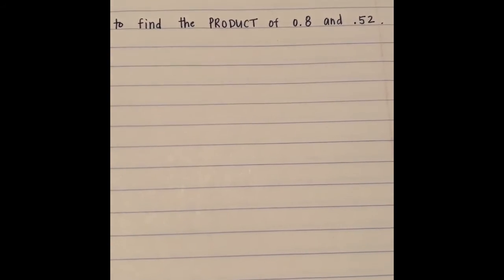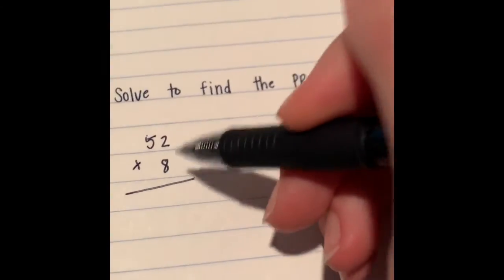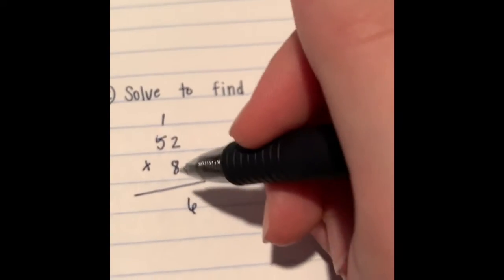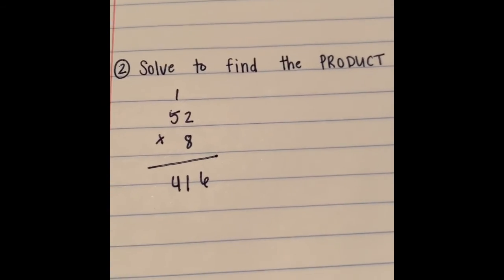All right, our second example is asking us to find the product of 8 tenths and 52 hundredths. What that means is that we will be multiplying 8 tenths and 52 hundredths. Again, we're going to start by doing the box method. You could also set it up as a regular multiplication problem, 52 and 8, if you wanted to do it that way. Remember, 2 times 8 is 16, carry the 1, 5 times 8 is 40, add the 1, that would be 41, so your answer would be 416 if you did it that way.